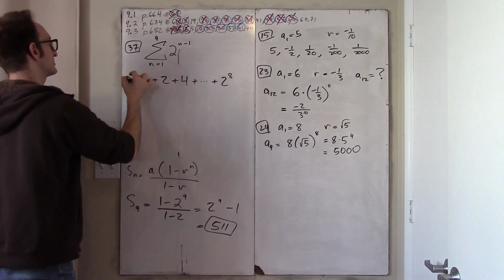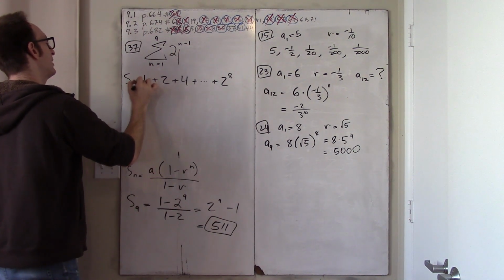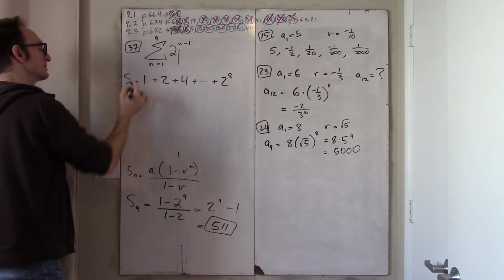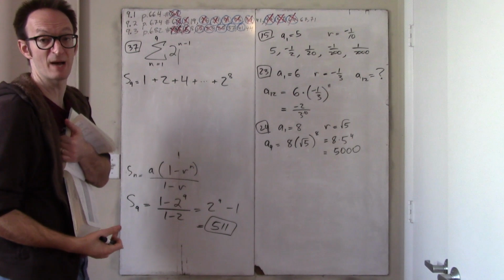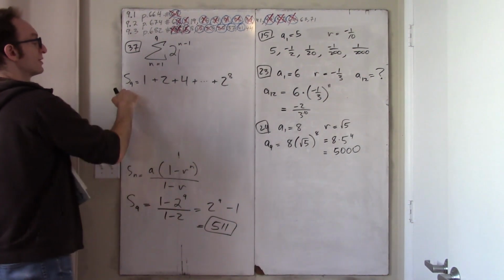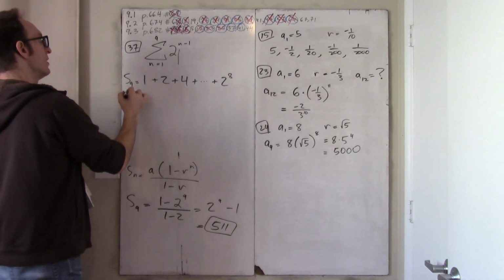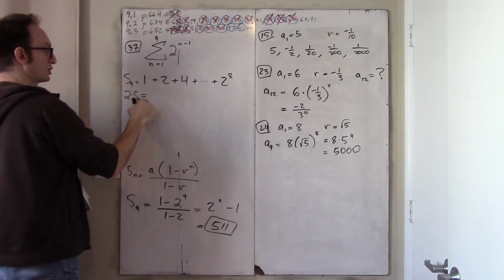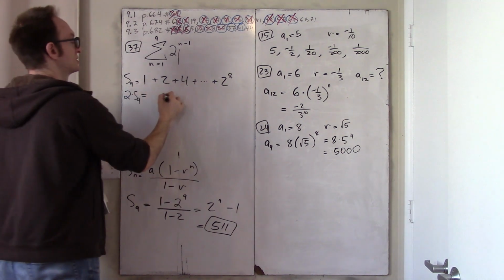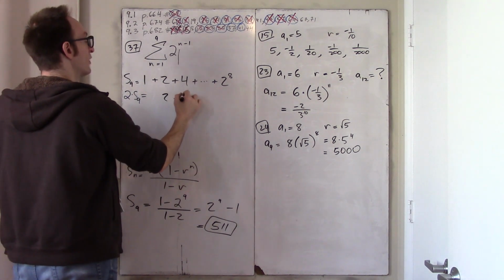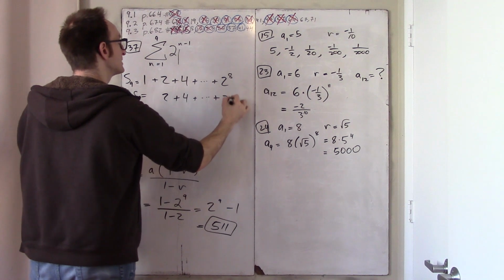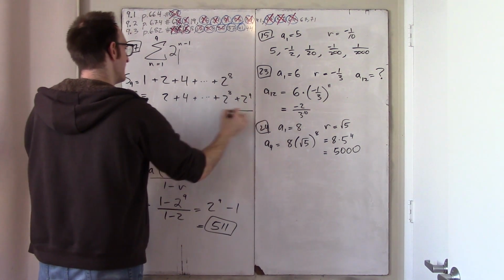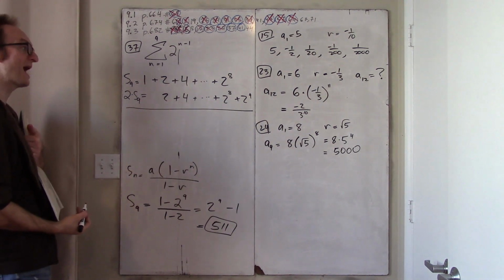So this was S sub 9, right? If I wanted to go through the logic all over again, I could multiply this equation by the common ratio, which in this case is 2. So if I multiply this entire equation by 2, what do I get? Well, I get twice the sum of the first 9 terms. When I multiply 1 by 2, I get 2. When I multiply 2 by 2, I get 4, and etc. all the way out, till finally when I multiply 2 to the 8th by 2, I get 2 to the 9th. And then subtract these two equations.